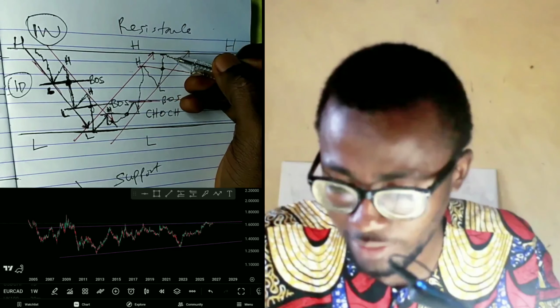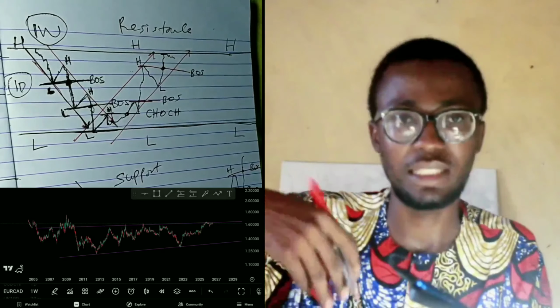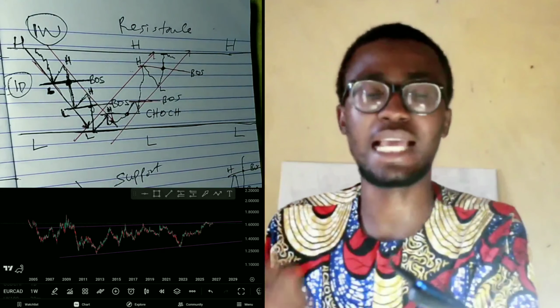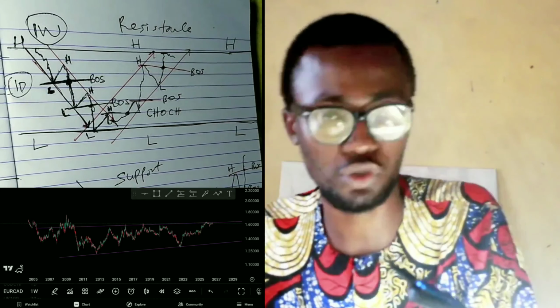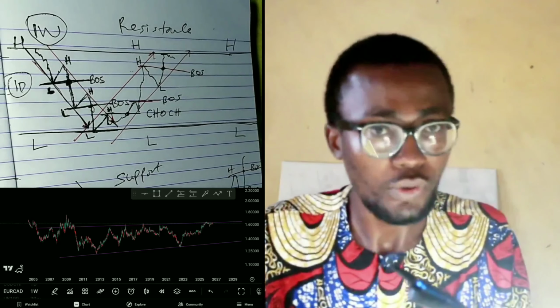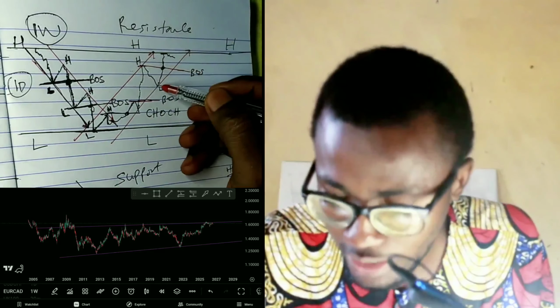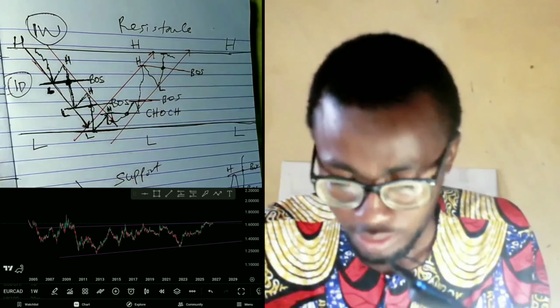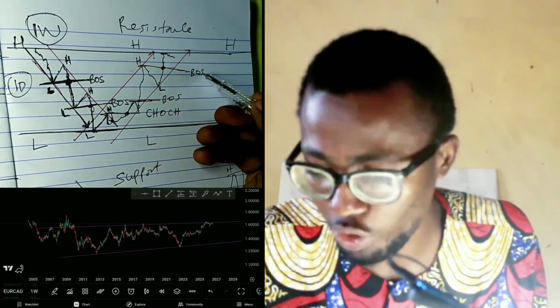And what then happened? It reverses. So when it breaks the high in an uptrend, it's called break of structure. When it breaks the low in an uptrend, it's called change of character. So now this is the low. It broke the high in an uptrend, so this is what they call break of structure.